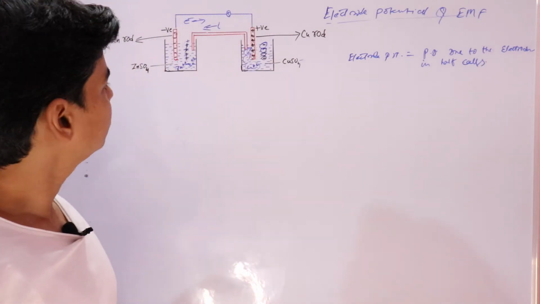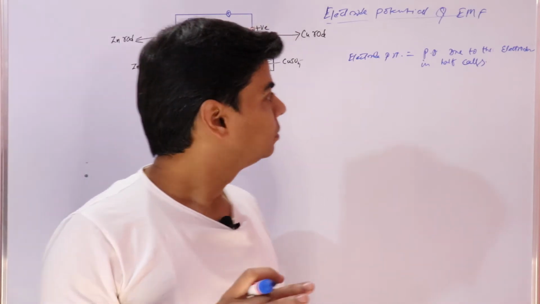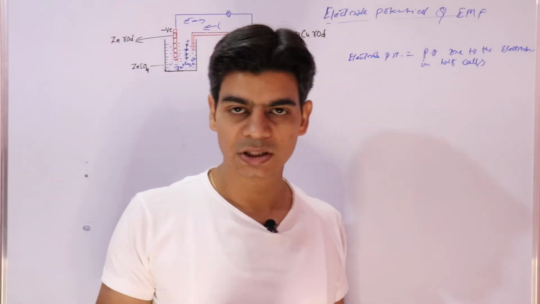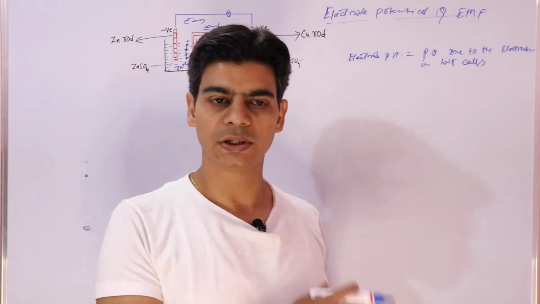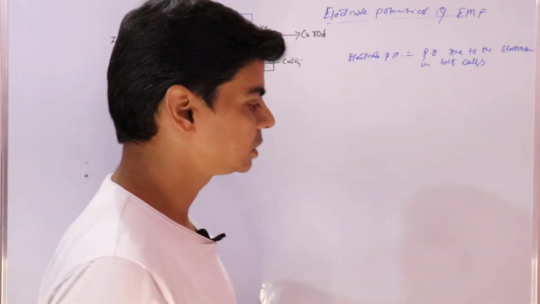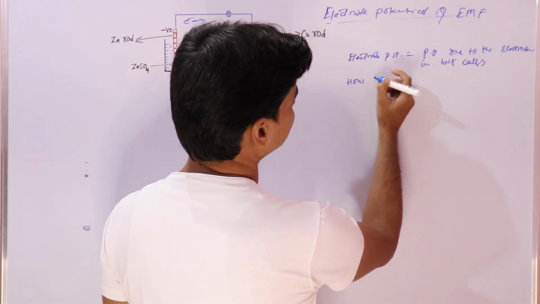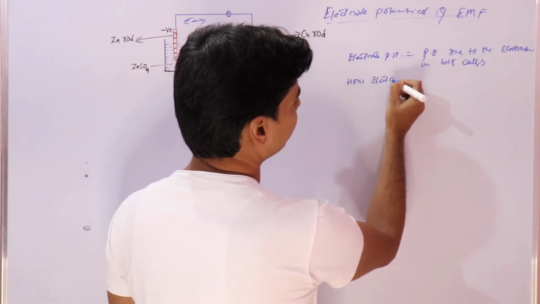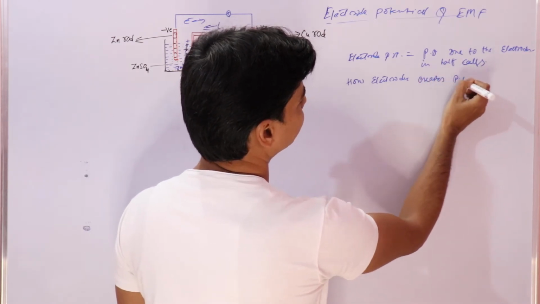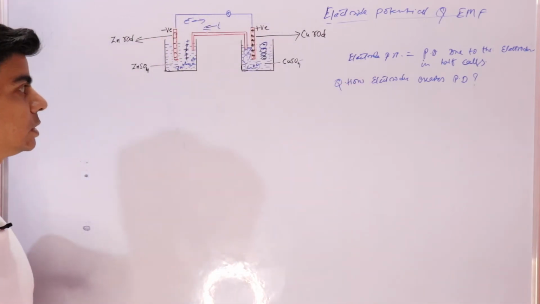So now let's see how these electrodes produce this potential difference, how these electrodes in the half cells create potential difference, right, which is your electrode potential. Now the important question that we have here is how electrodes create potential difference, right? Now let's find the answer to this.